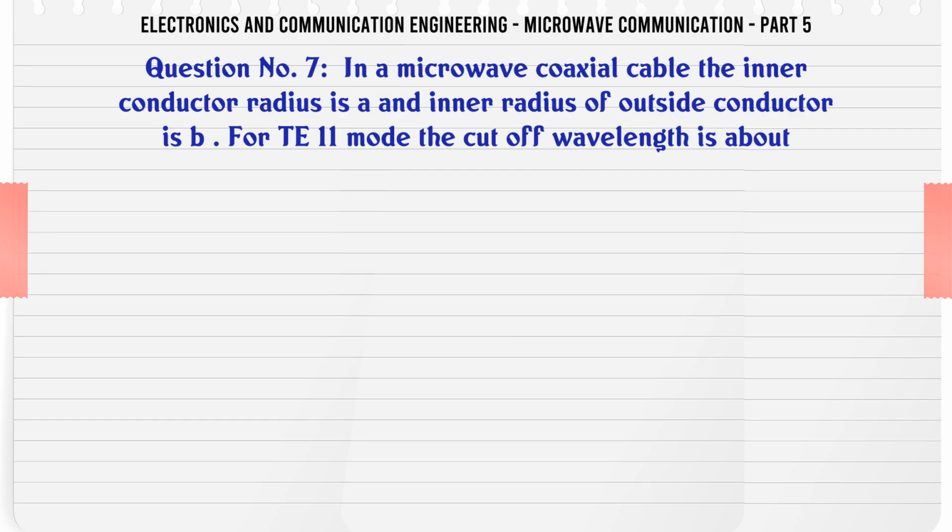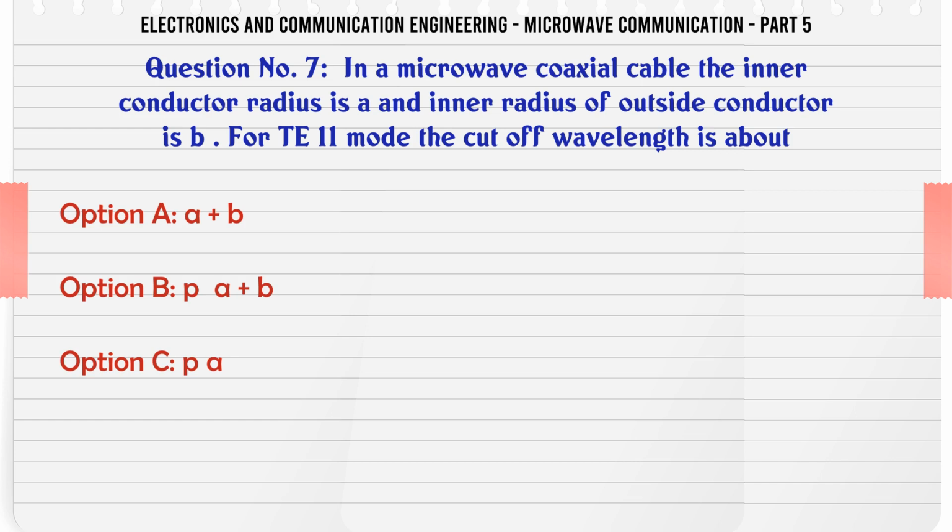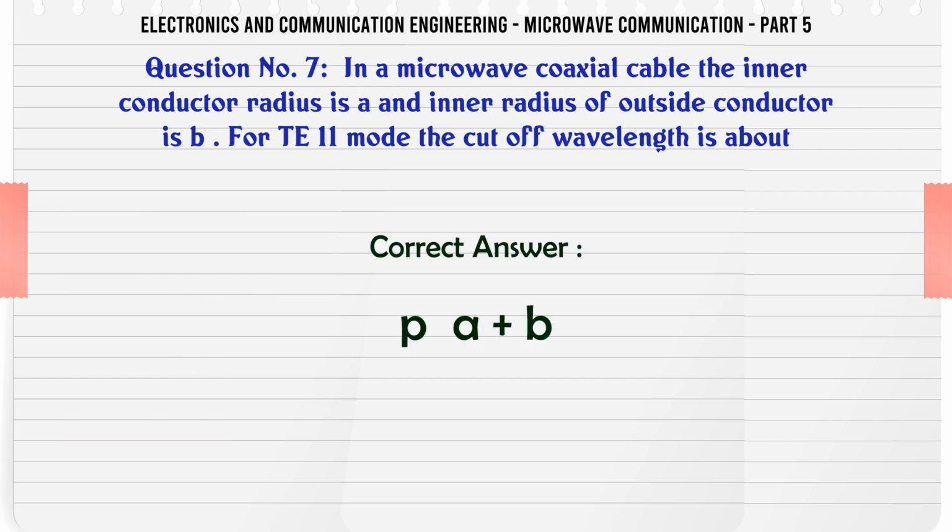In a microwave coaxial cable, the inner conductor radius is a and the inner radius of the outside conductor is b. For TE11 mode, the cutoff wavelength is about A: a/b, B: πab, C: πa, D: πb. The correct answer is π(a+b).